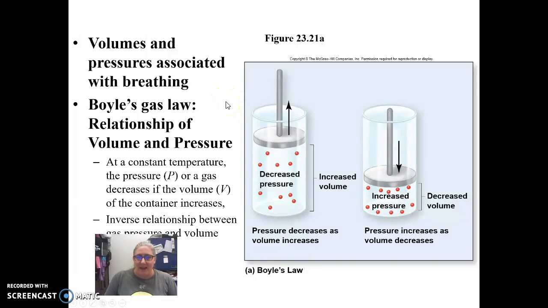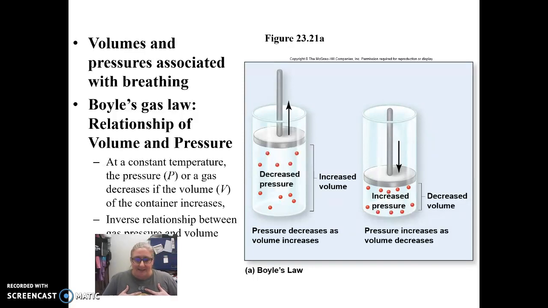So how many of you have taken chemistry? Hopefully you all have at some point, and you all remember those wonderful gas laws. We're going to talk about a few of those gas laws in this chapter because they do deal with pressure and volume relationships of our lungs. So the first one is called Boyle's Law.